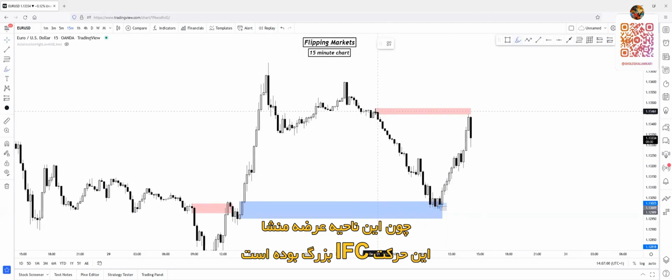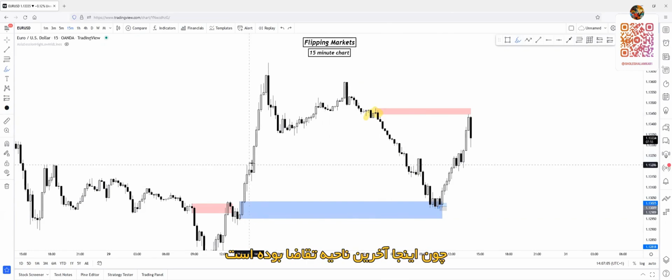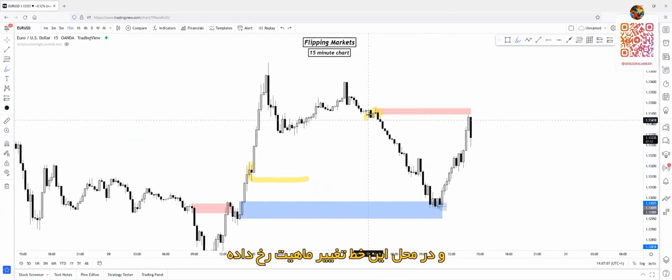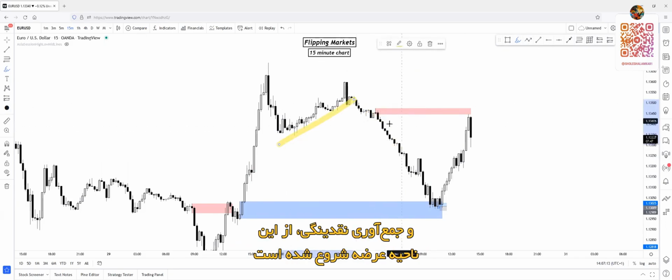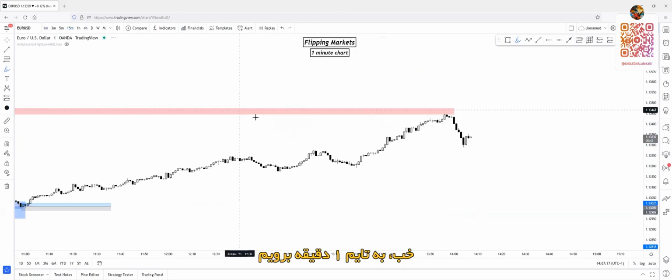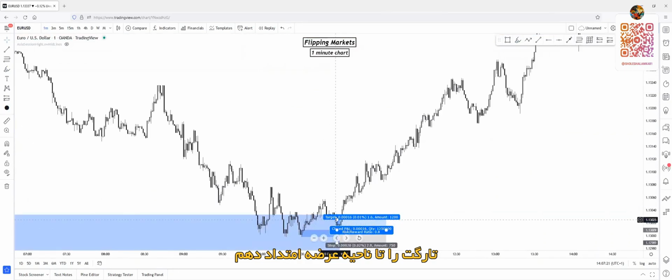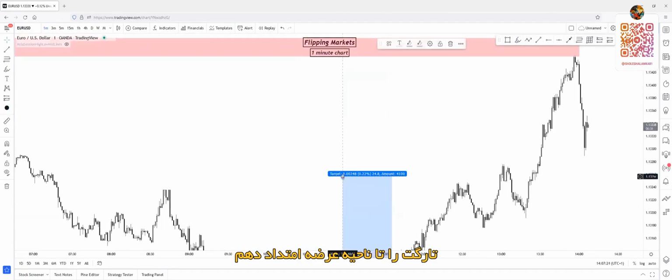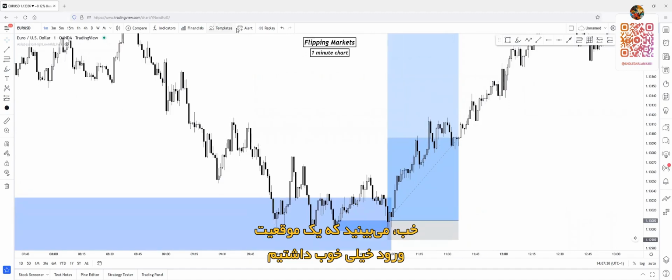As you can see, from this supply zone started the inefficient movement and the change of character, because this was the last demand zone, and price changed character here on this line, and the whole change of character and the inefficient movement and the liquidity sweep from this region happened from this supply zone. Okay, so let's switch to the 1 minute, and I will just extend the target point after this supply zone. Okay, so you will see that we have a really great entry opportunity.